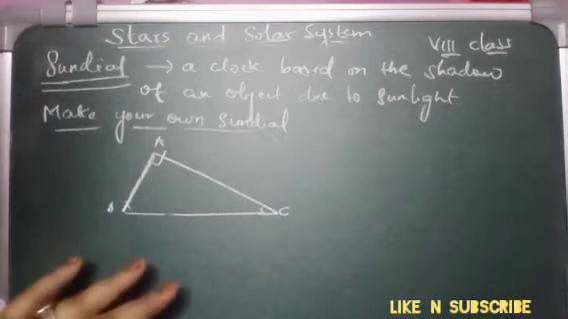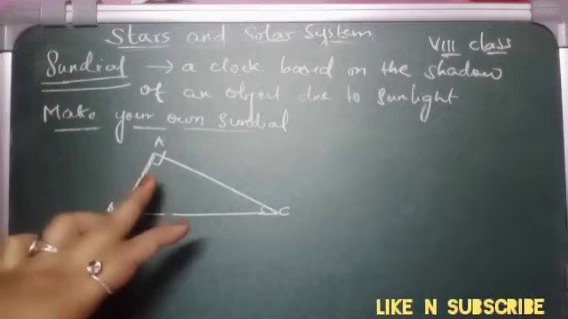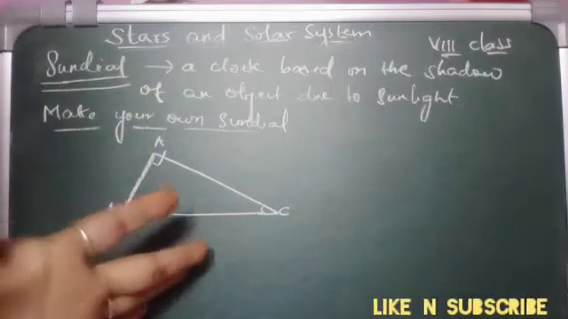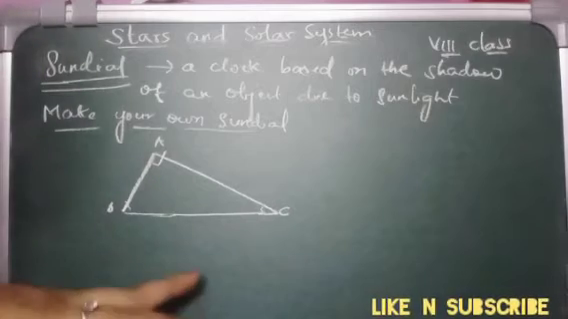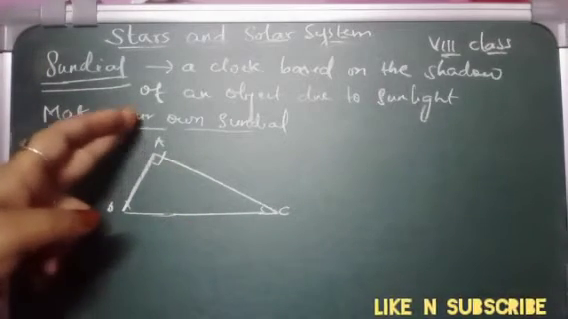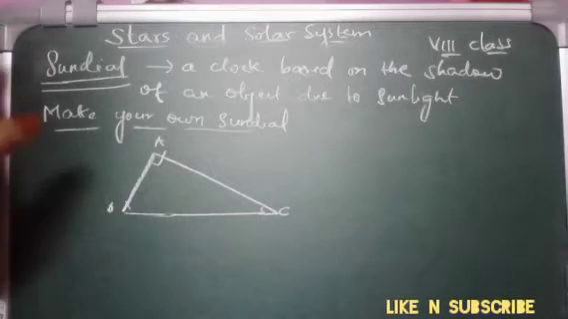Okay, of the triangles, angle B should be equal to the latitude of our city or the town that we live in. Like we are taking it as Telangana. Okay, and angle A should be 90 degrees.